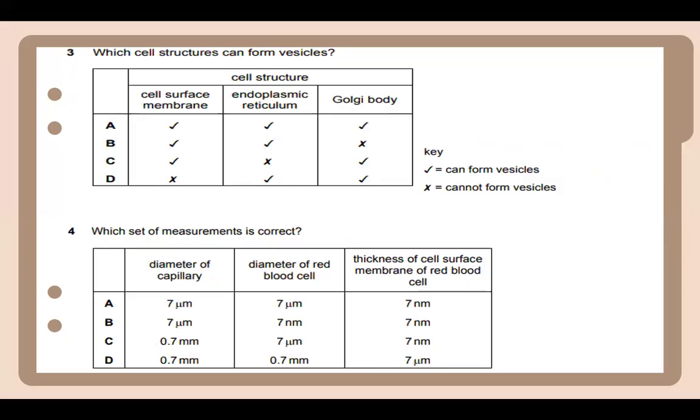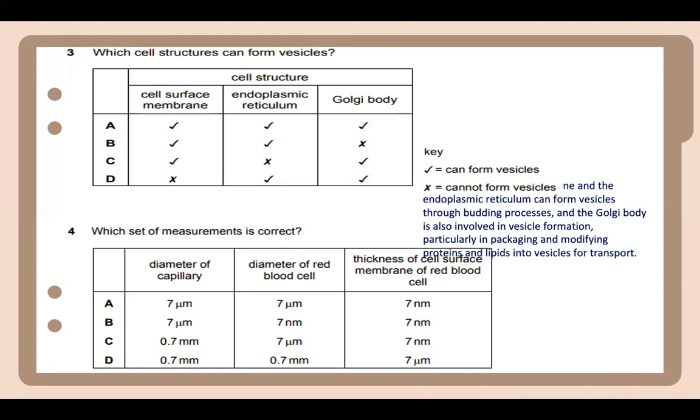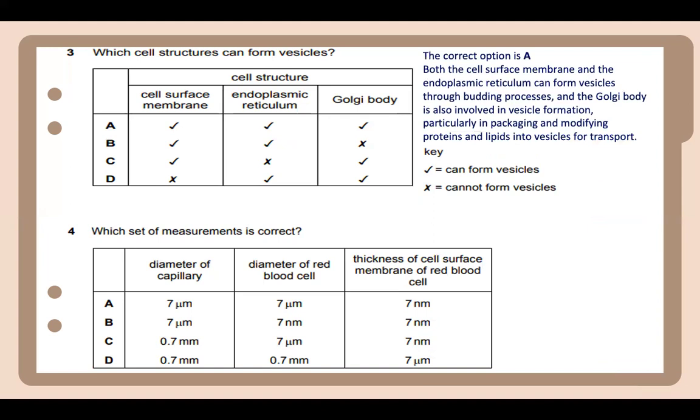Which cell structures can form vesicles? The correct option is A. Both the cell surface membrane and the endoplasmic reticulum can form vesicles through budding processes, and the Golgi body is also involved in vesicle formation, particularly in packaging and modifying proteins and lipids into vesicles for transport.